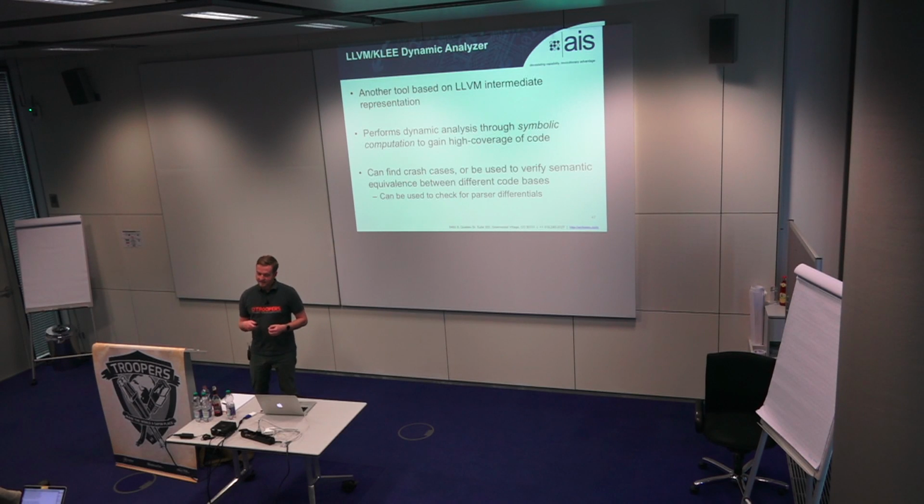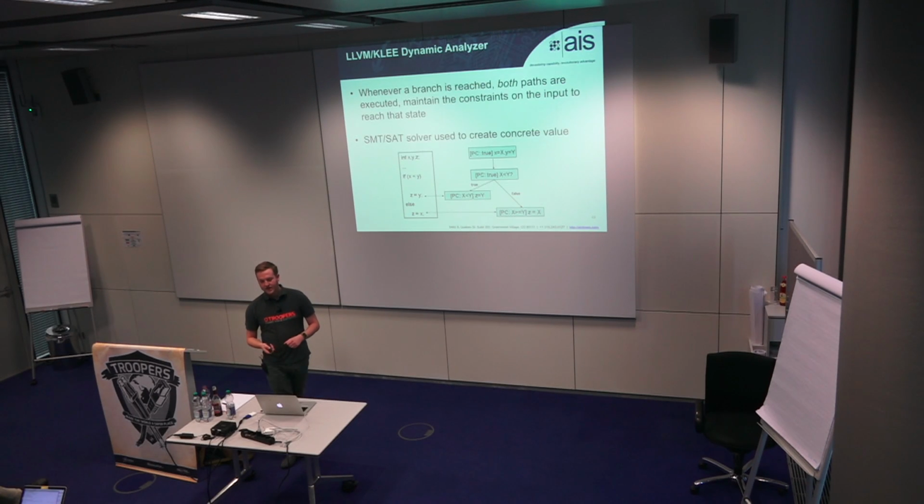Another tool for dynamic analysis is KLEE. It's one of many symbolic or concolic execution tools, which basically run through a program to gain very high coverage by executing both sides of a branch whenever they reach one. You can find crash cases, so this goes back to your model: you're not necessarily looking for a violation of the code's logic, but for crash cases. You can also use it with two pieces of code that should be semantically equivalent, say parsers, and look for differences. So how does this work?